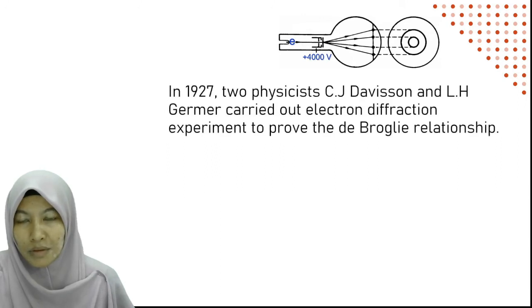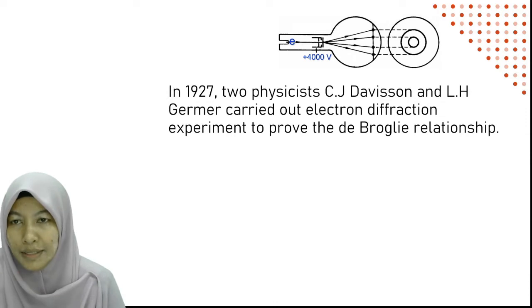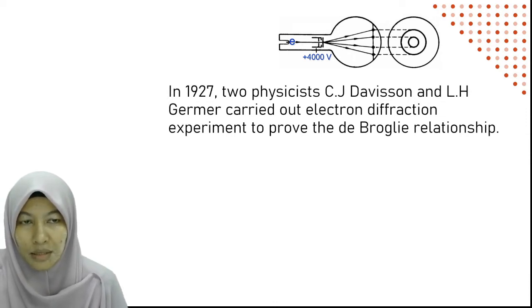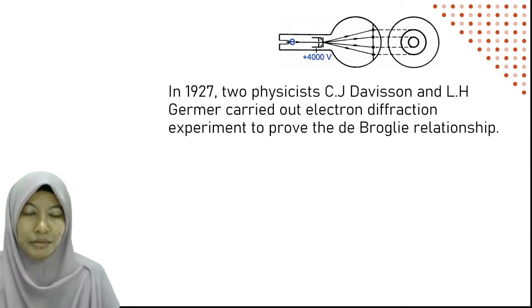So in 1927, two physicists, C.J. Davisson and L.H. Germer, carried out an electron diffraction experiment to prove the de Broglie relationship.